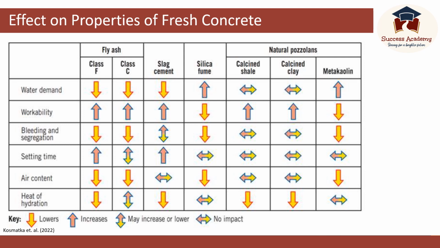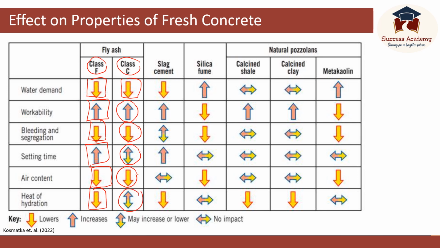When you look at fly ash class F, it reduces the water demand, it increases the workability, it reduces the bleeding and segregation, increases the setting time, decreases the air content, and decreases the heat of hydration. When you look at class C fly ash, it reduces the water demand, it increases the workability, it reduces the bleeding and segregation, it can lower or increase the setting time, it reduces the air content, and it can lower or increase the heat of hydration.